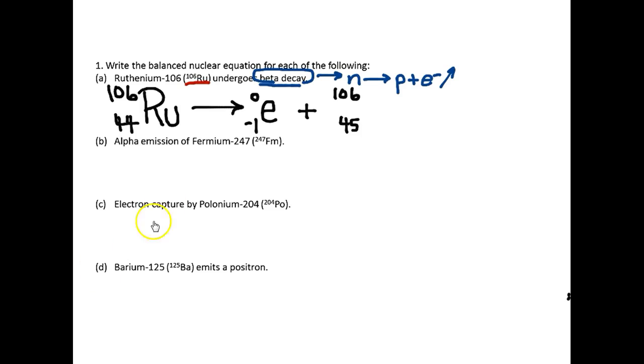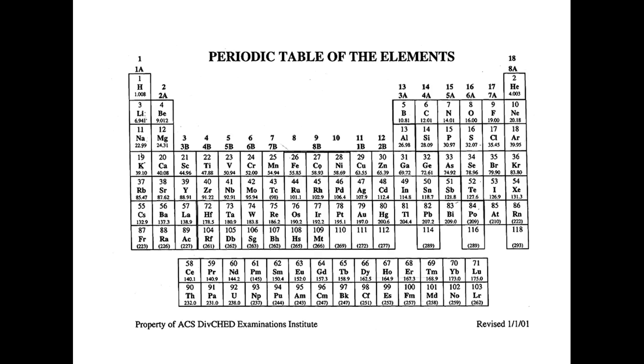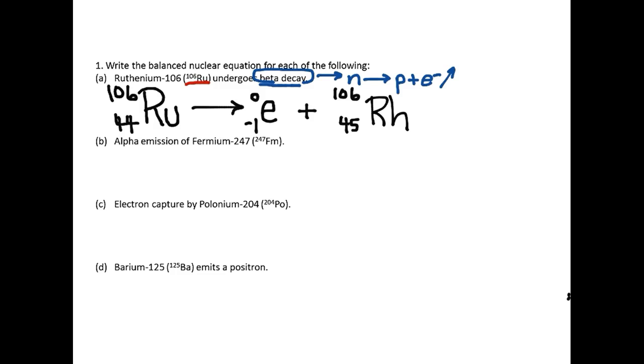So that means that the atomic number goes up by 1 because we have a new proton that wasn't there before. The mass number stays the same because we have one nucleon, the neutron, that gets converted into a proton. So the total mass number is still 106. And then we need to see what element that is. That's rhodium. So we write Rh there, and that is the finished nuclear reaction.